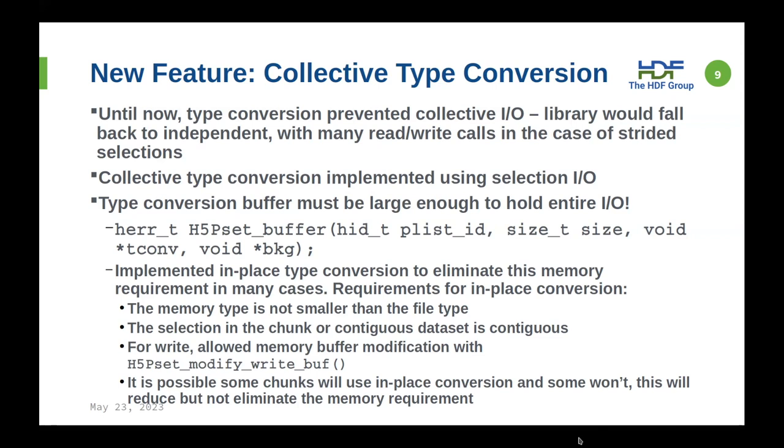The eligibility for in-place type conversion is determined on a chunk by chunk or contiguous dataset by contiguous dataset basis. So it's possible that some will allow it and some won't. If most of the selections are contiguous, but there's one chunk where it isn't, it's not going to torpedo the whole thing. You'll only need to have a type buffer large enough for the chunks that don't have a contiguous selection.